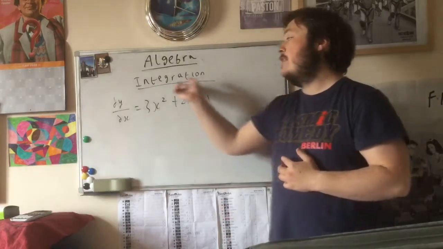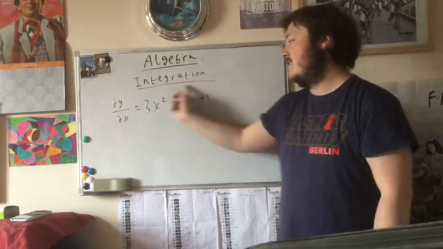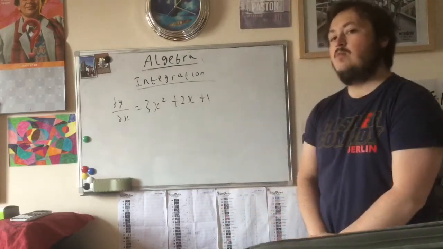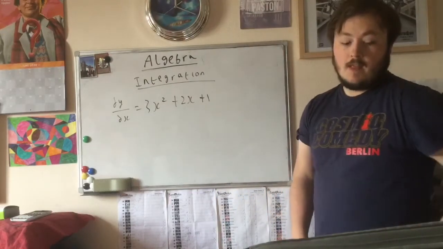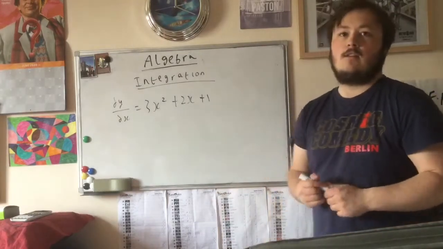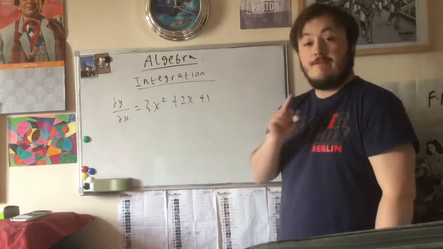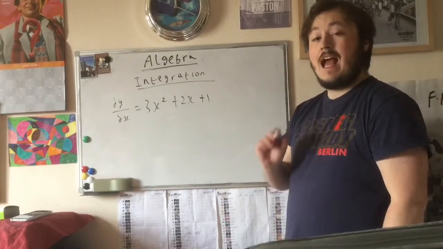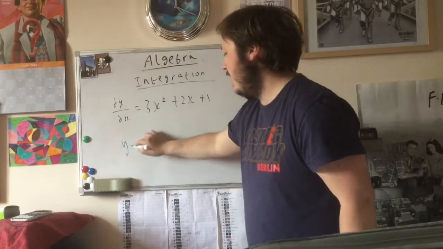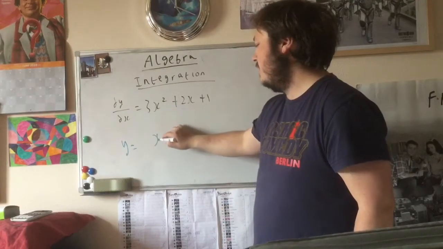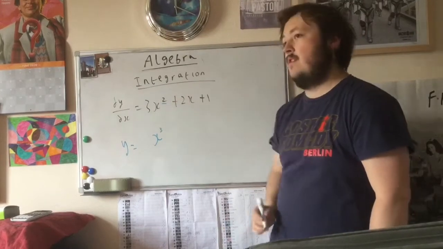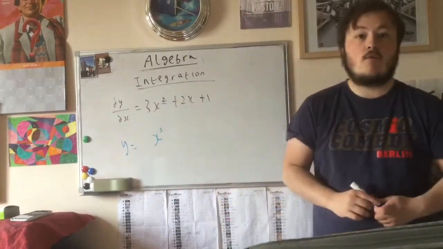So I have a differentiated equation, dy over dx equals 3x squared plus 2x plus 1. So this is how we integrate. Let's look at the first part, the 3x squared. The first thing we do is we add 1 to our indice. So I'm going to put y equals, and I'm going to put the x, and I'm going to add 1 to the indice, which in this case is 2, so it becomes 3. So it becomes x to the power of 3.